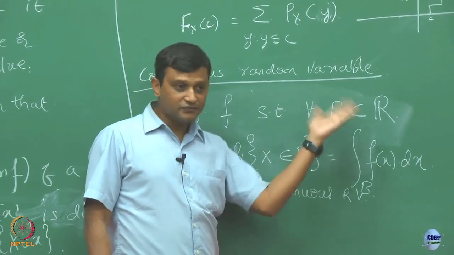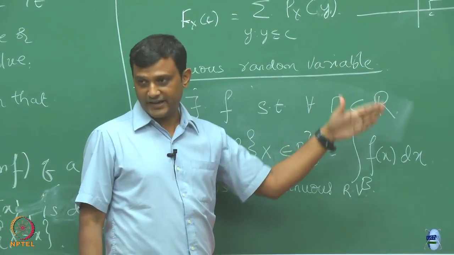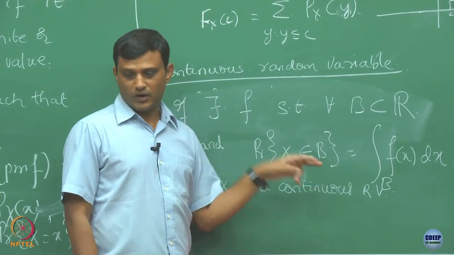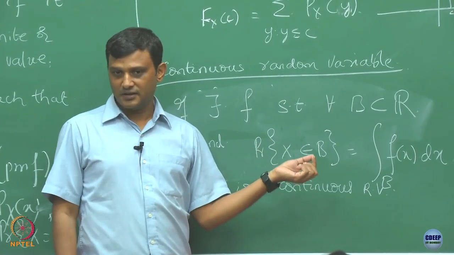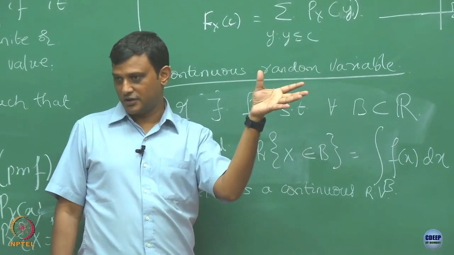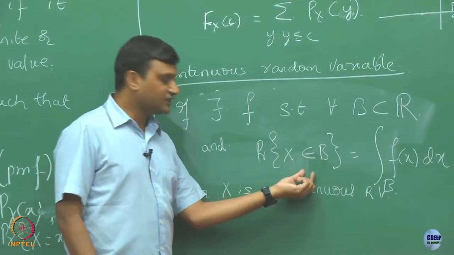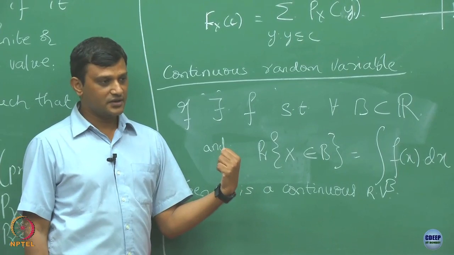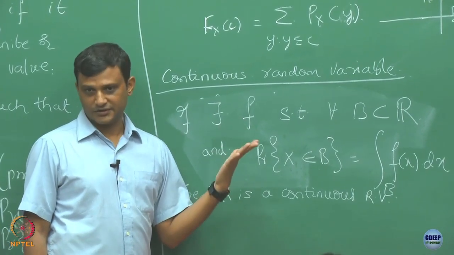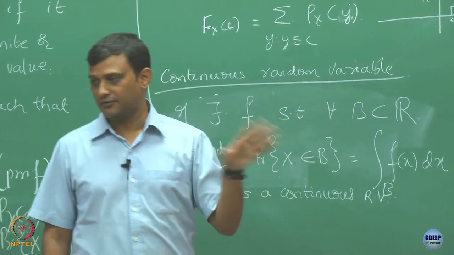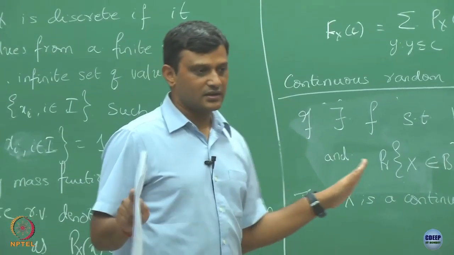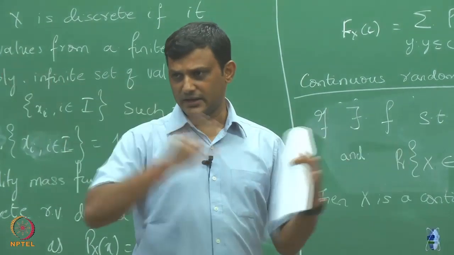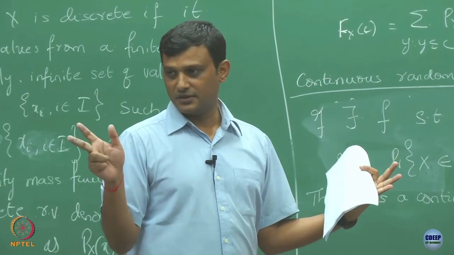And now you are saying that if there exists such a function f such that this holds for any B, you are going to ask whether my X belongs to B, for whatever B you like, right? It is not like you are going to ask it for any specific B. If this holds for any B that is a subset of R, then you are going to say that your X is continuous. So do not worry about this, this is just a formal definition. But what we mean by a continuous random variable is something that takes values in a continuous set of values, okay.